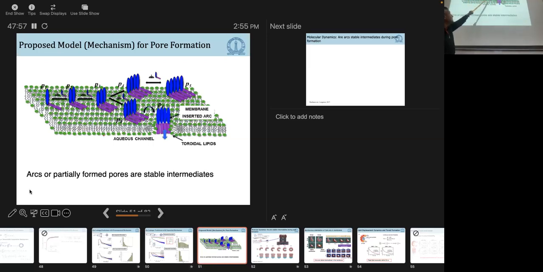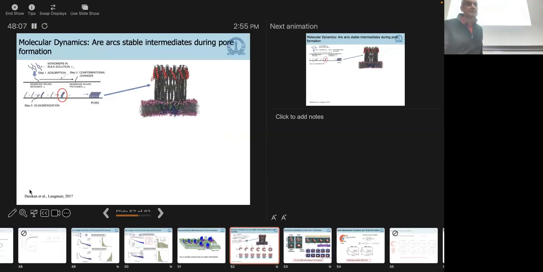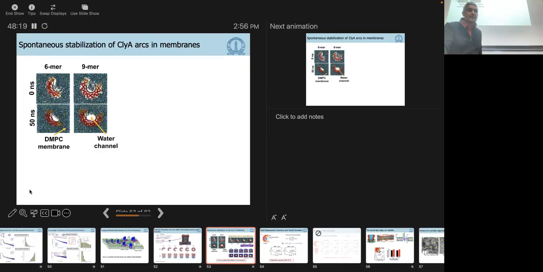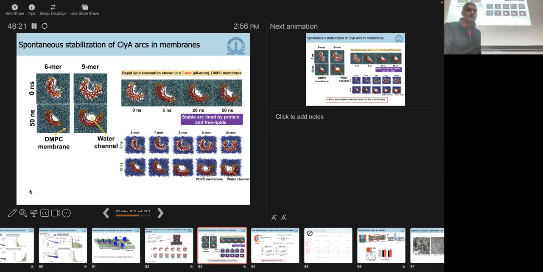So you have these partially formed states that form and insert to form these arc-like states. So the arcs are partially formed pores, which we claim are stable intermediates. And we started doing some MD simulations on this at that time, looking at these very partially formed states. So we set these up from the crystal structure and run these simulations. And what we find is that, let me run through this with you.